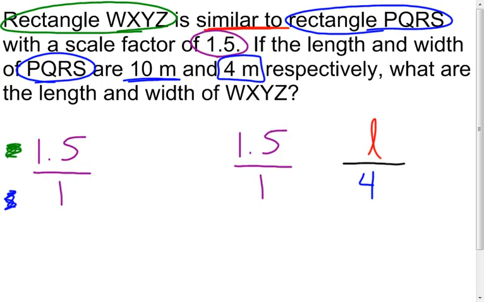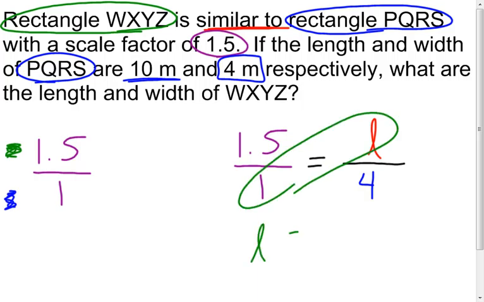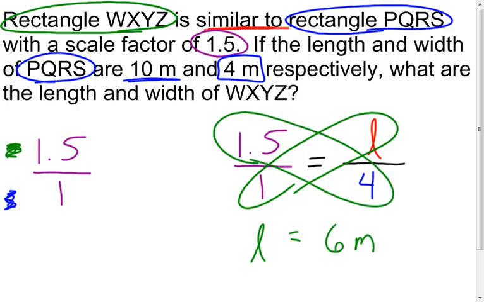Now I don't know the length. Now I have a ratio in 1.5 over 1. I have a ratio in L over 4. They're set up the same way. Therefore, these two ratios are going to have to be equal. And now I can solve my proportion. This proportion is going to be pretty straightforward. L is going to equal 1.5 times 4, which comes out to be 6. And remember, the label here, everything was dealing with meters. So my length of my rectangle WXYZ is going to be 6 meters.